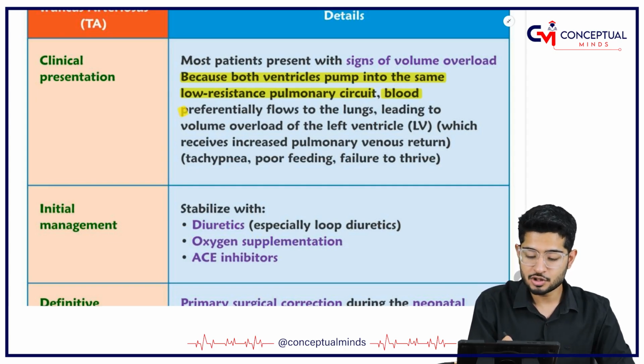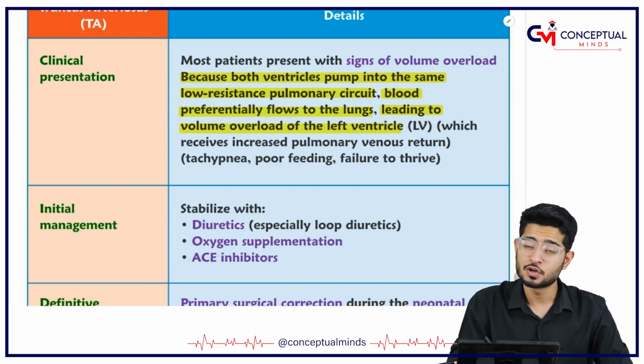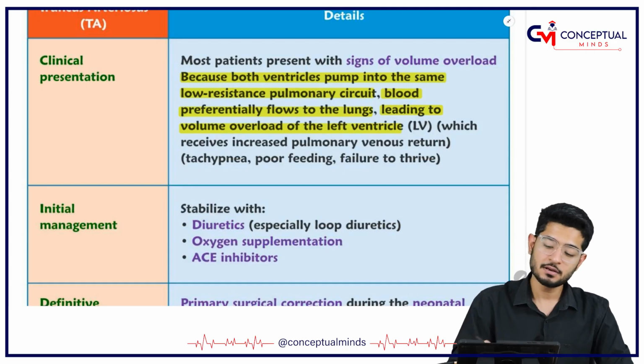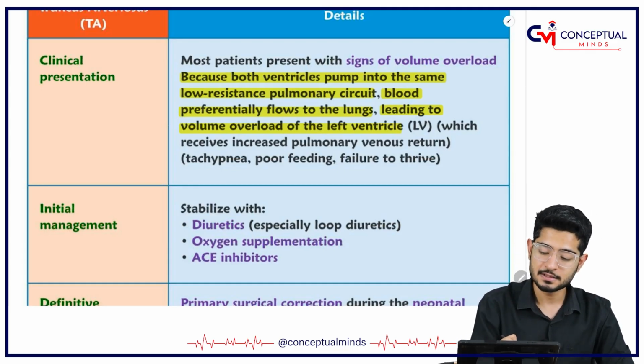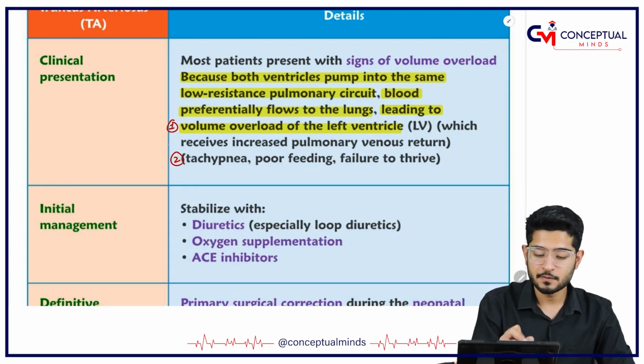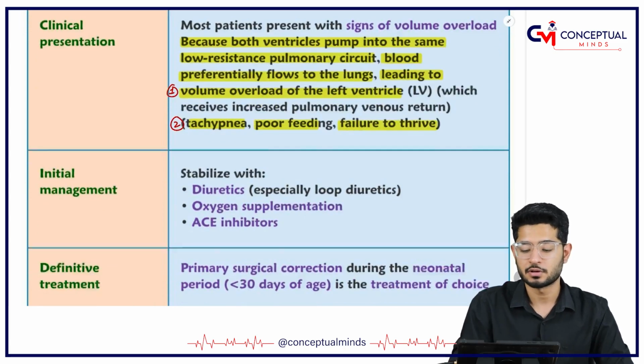Blood preferentially flows into the lungs, leading to volume overload of the left ventricle. Okay, so there's a lot of blood coming into the left ventricle, which receives the increased pulmonary venous return. So that's why you can very well see that there's a volume overload in the left ventricle. Then next there will be tachypnea, poor feeding, and failure to thrive. All these things are going to occur.